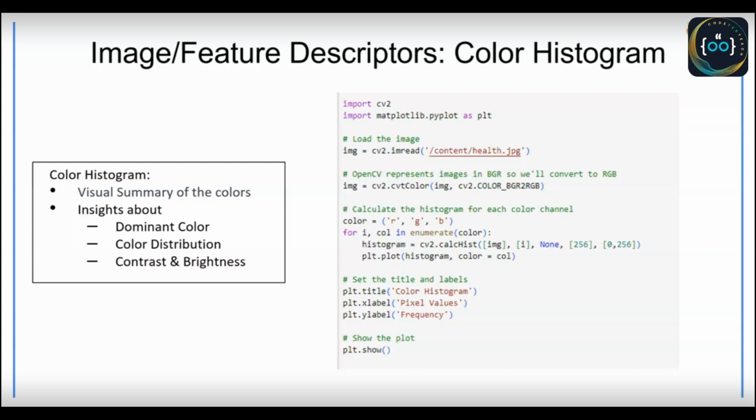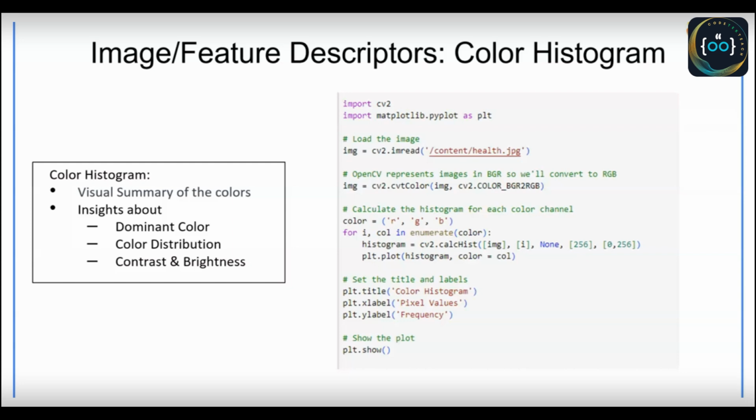For an RGB image, a color histogram can be three-dimensional, with each dimension corresponding to either the red, green, or blue channel. Each dimension will have a range of values, typically from 0 to 255, representing the possible color intensity values. The color histogram provides insights about the image with respect to dominant colors, color distribution, contrast, and brightness.